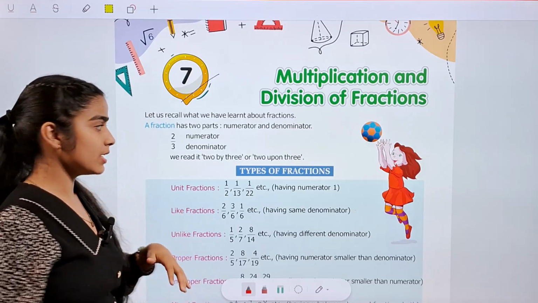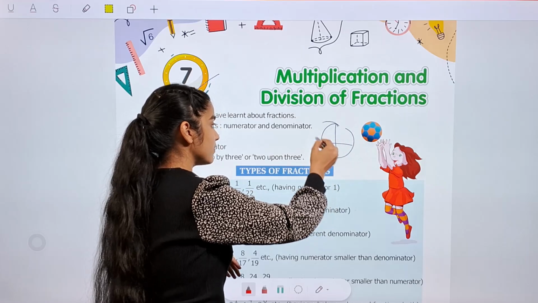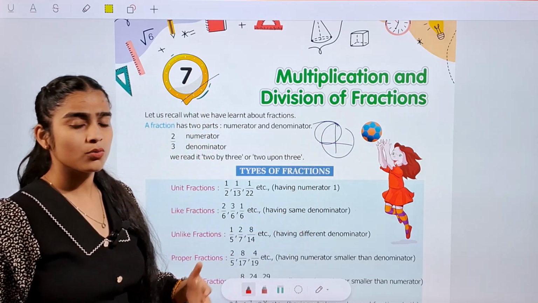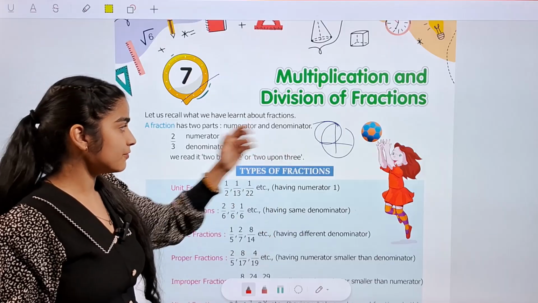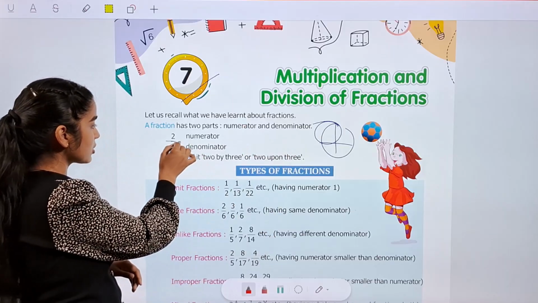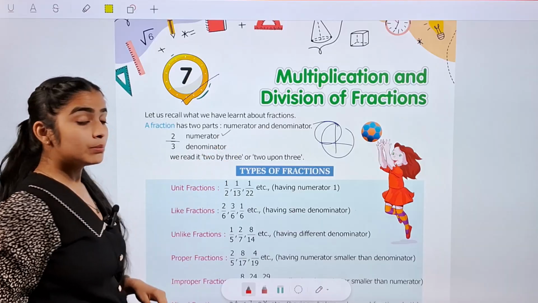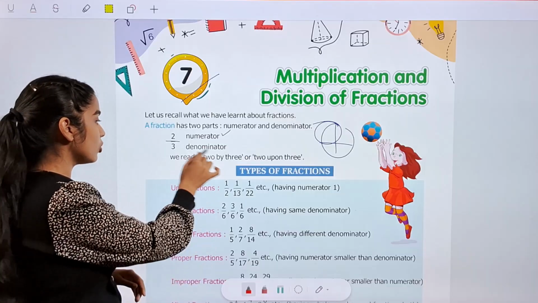We have a whole object and we divide it into particular parts, and when we are talking about one particular part, it is a fraction. A fraction has three parts. The first one is the fraction bar. The number above the fraction bar is called the numerator, and the number below the fraction bar is called the denominator.